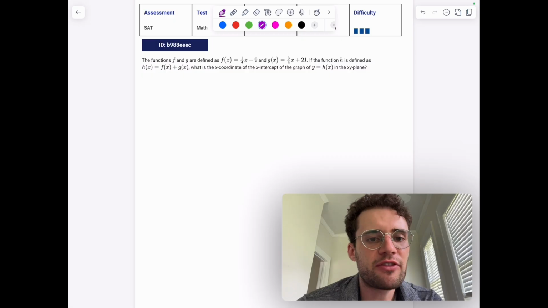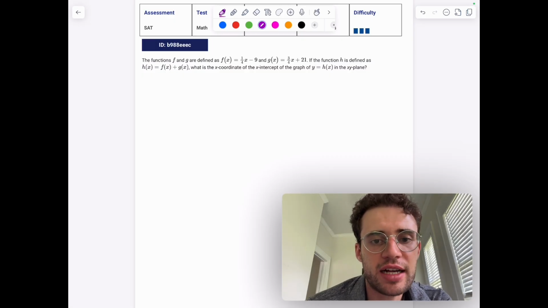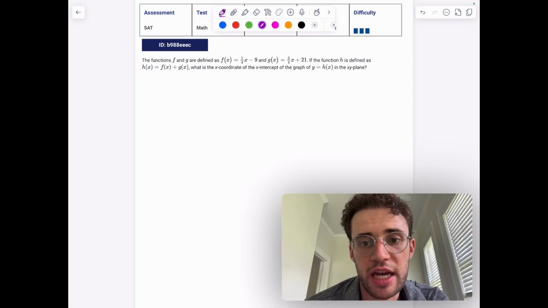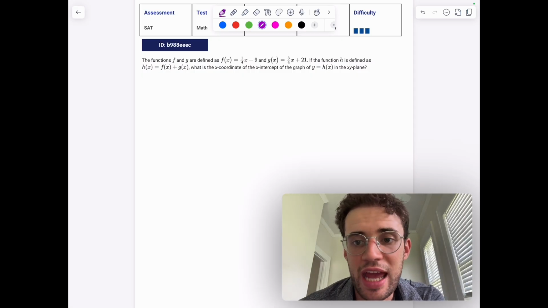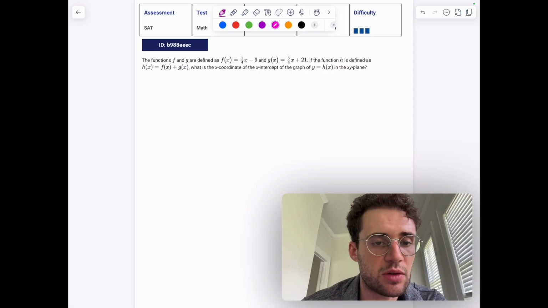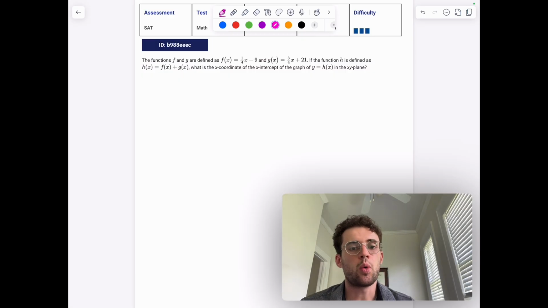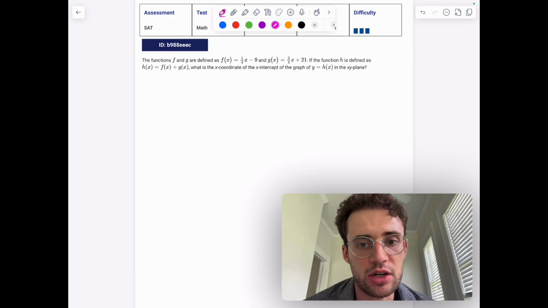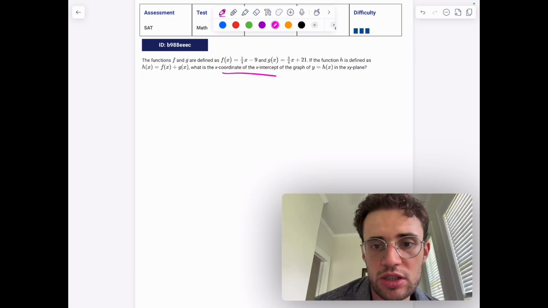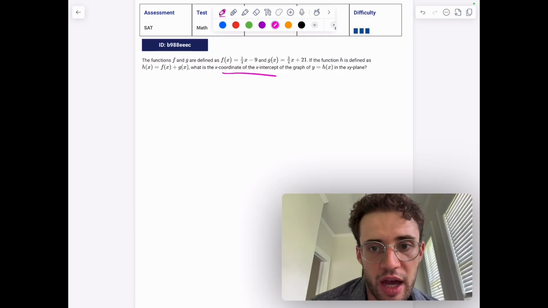The functions f and g are defined as f of x equals 1/4 x minus 9, and g of x equals 3/4 x plus 21. If the function h is defined as h of x equals f of x plus g of x, what is the x-coordinate of the x-intercept of the graph? So we're just finding the x-intercept of y equals h of x. h is the sum of those two.